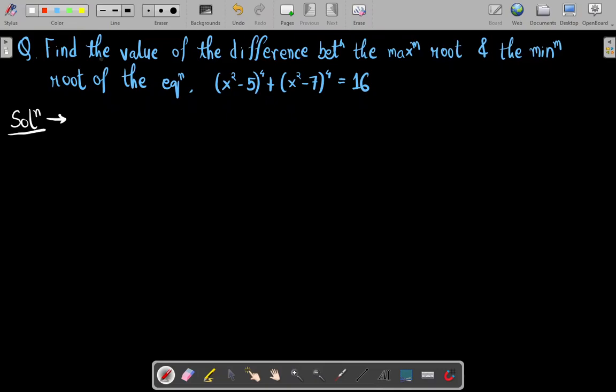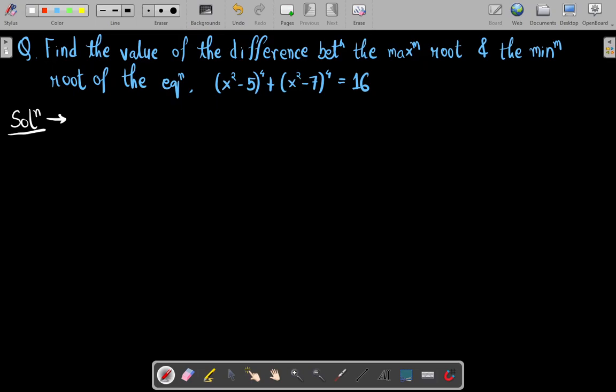Hello everyone. In this question, we are asked to find the value of the difference between the maximum root and the minimum root of the equation (x² − 5)⁴ + (x² − 7)⁴ = 16.